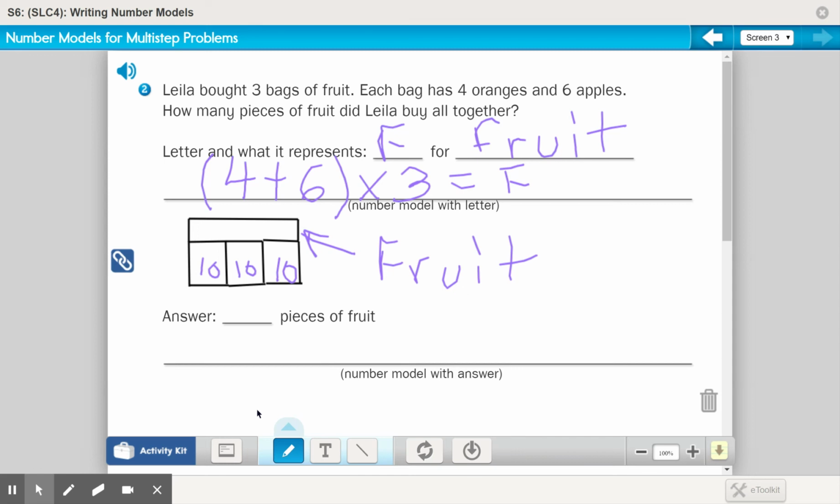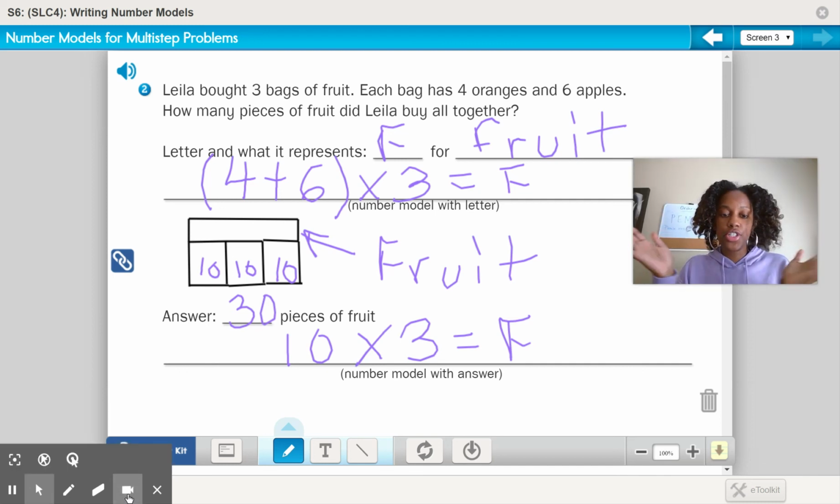So you should have 10 times 3 equals the number of fruit. Number of pieces of fruit is 30. 3 times 10 is 30.